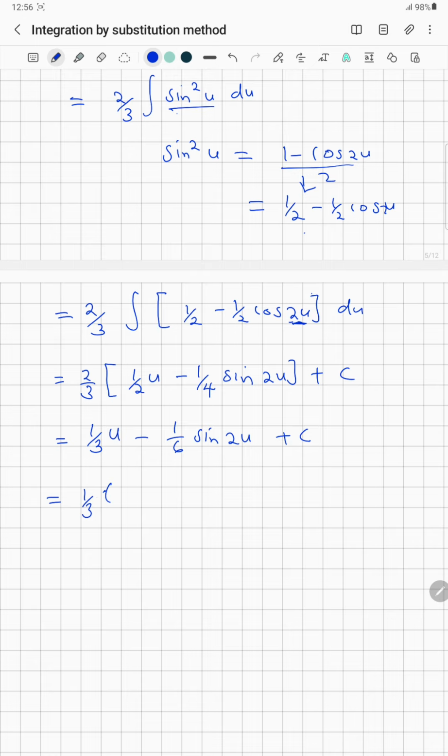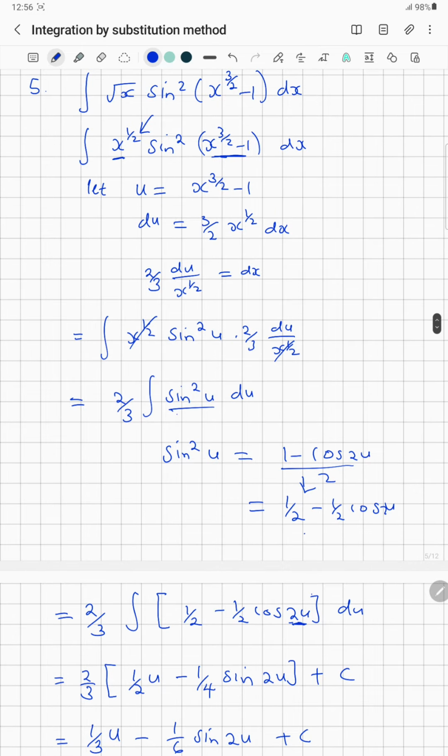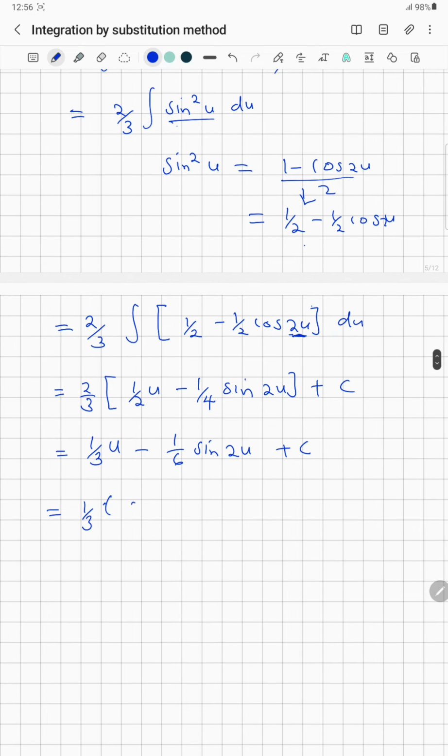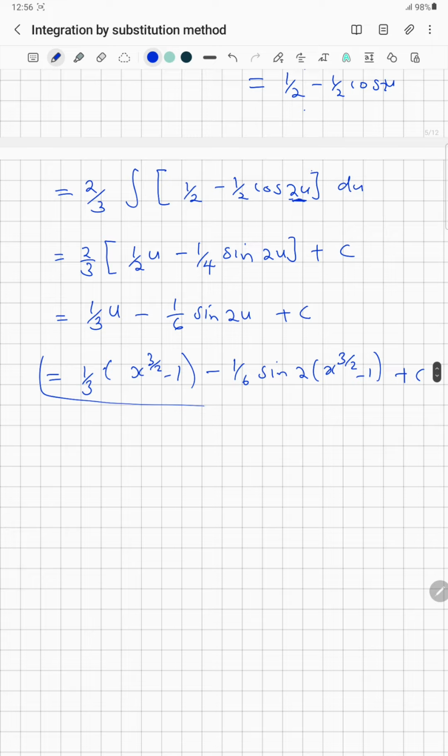We know our u. What was our u? We have it here, x power 3 minus 1, that was our u, minus 1 over 6 sine of 2 into bracket our u was x power 3 minus 1, plus c. That one becomes our answer to question 5.